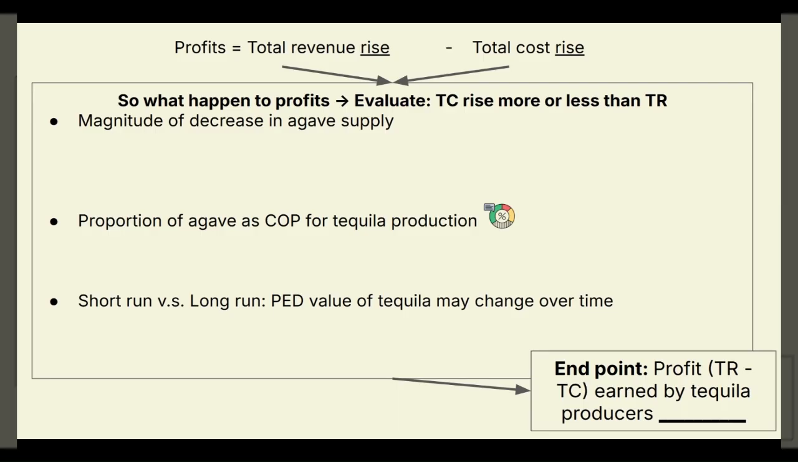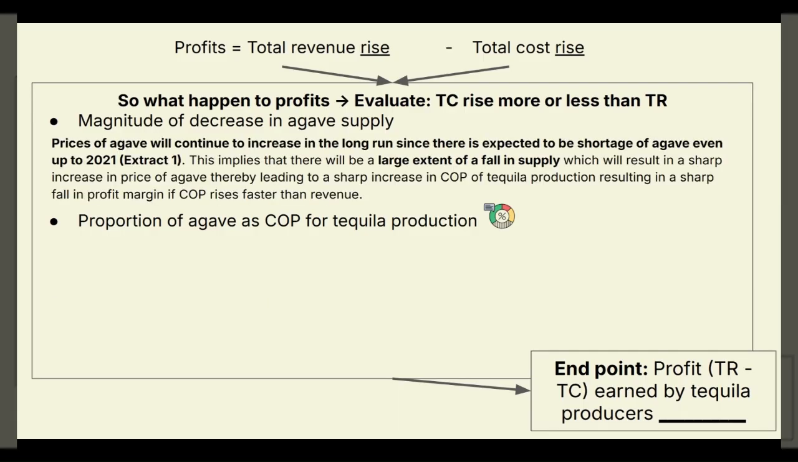Under the magnitude of decrease in agave supply, you can consider whether the decrease in supply is huge or not.